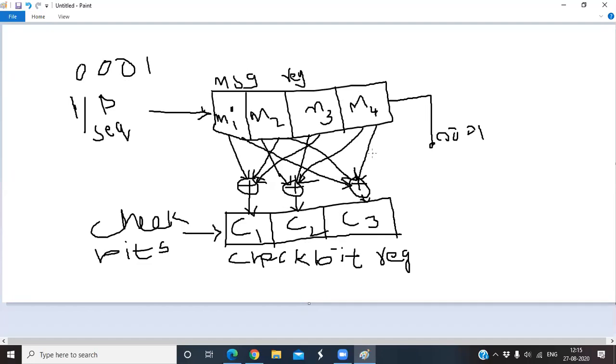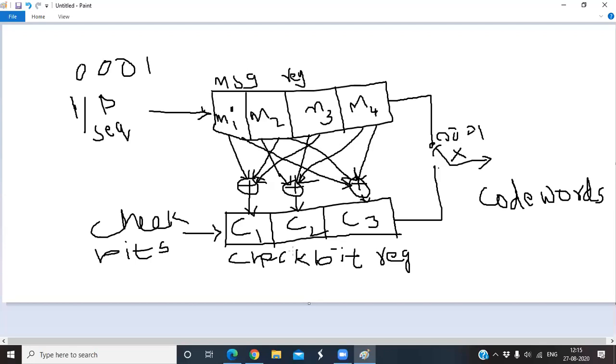So after getting the message bits, here I want to get the code word. Code word is nothing but message bits followed by the check bits. Now I want to transfer the check bits. Is it okay? First message bits, next check bits. So here I want to connect the switch. Code word. Is it okay? This is, for example, code word X.